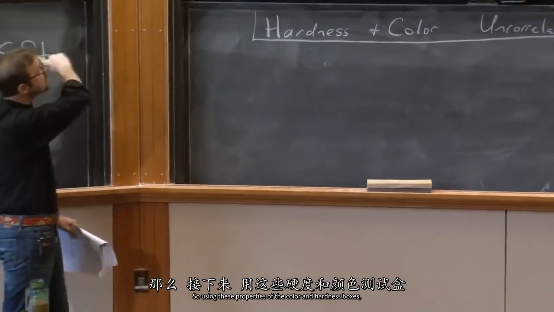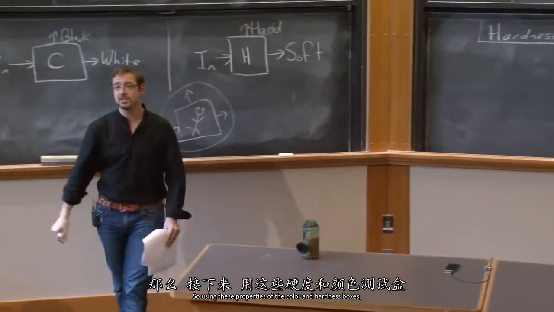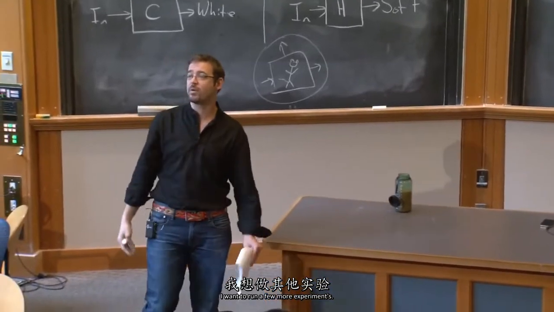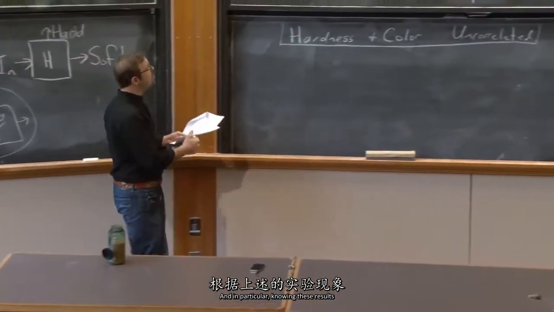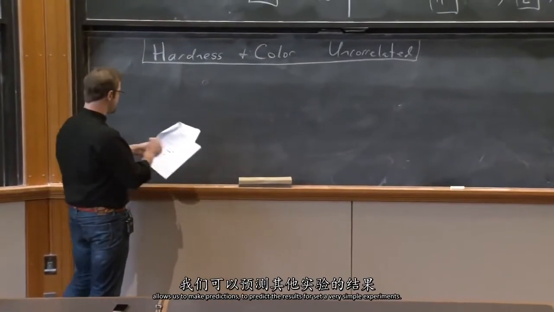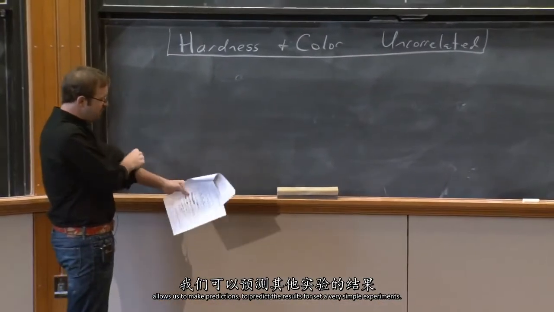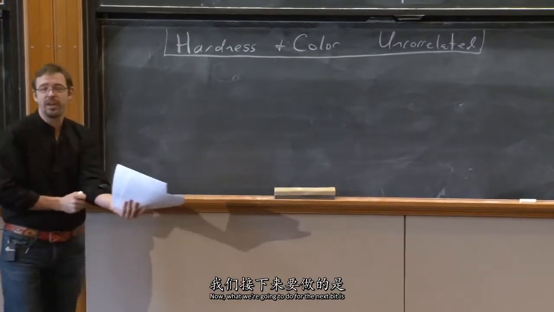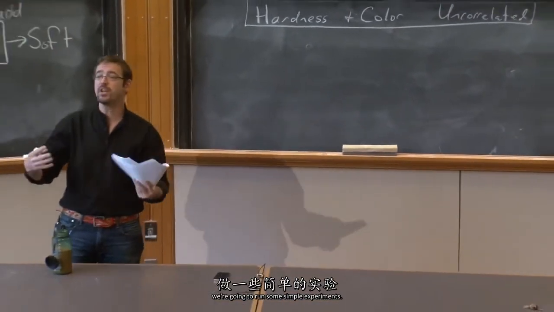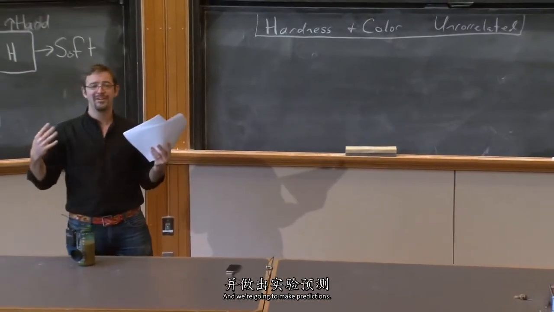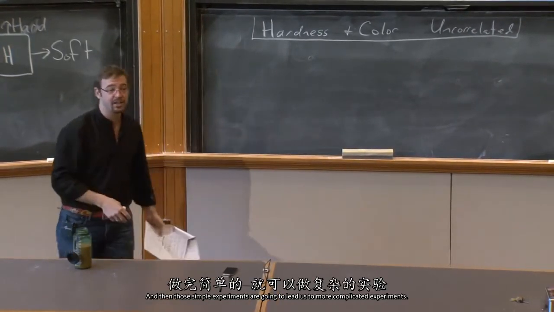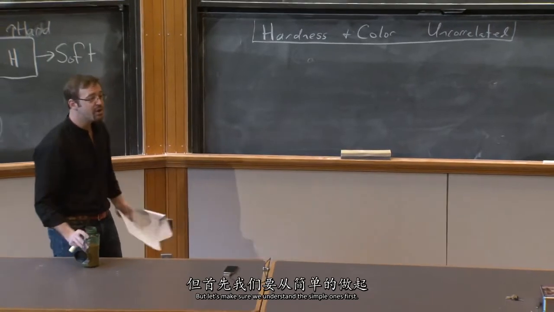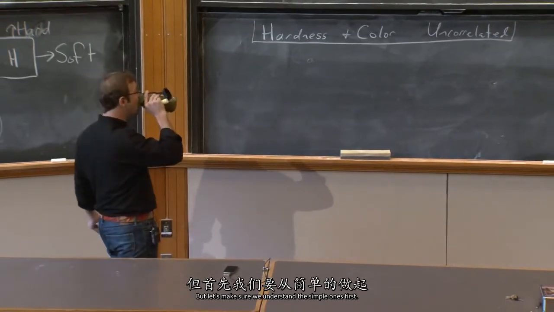So using these properties of the color and hardness boxes, I want to run a few more experiments. I want to probe these properties of color and hardness a little more. And in particular, knowing these results allows us to make predictions for a set of very simple experiments. Now, what we're going to do for the next bit is run some simple experiments and make predictions, and then those simple experiments are going to lead us to more complicated experiments. But let's make sure we understand the simple ones first.